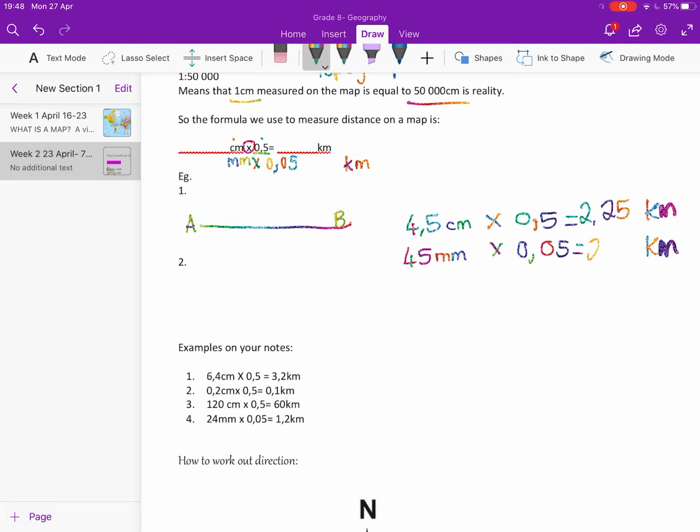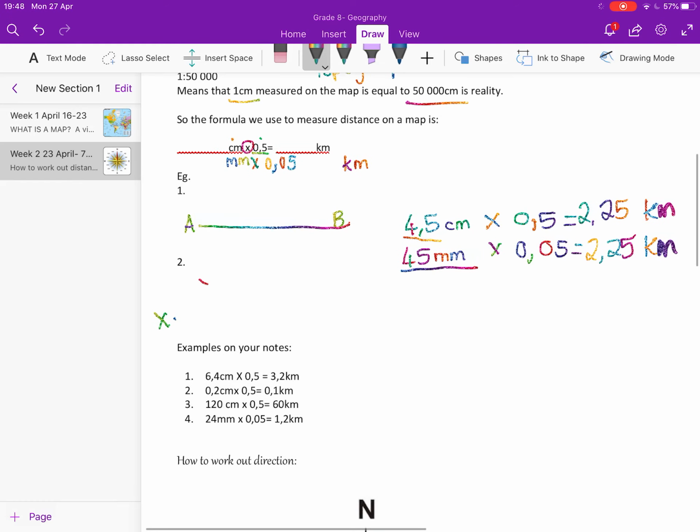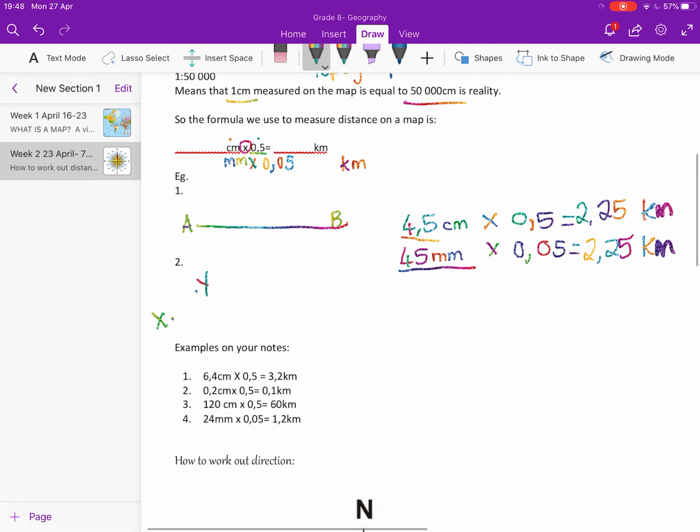And obviously it would be the same for our measurement in millimeters, because 4,5 centimeters and 45 millimeters is the same length. Let's look at another example. So say point X and we have to measure to point Y. So you can see this is a very short measurement. Draw a line to link the 2 points. Take your ruler, measure the distance, the length of this line.